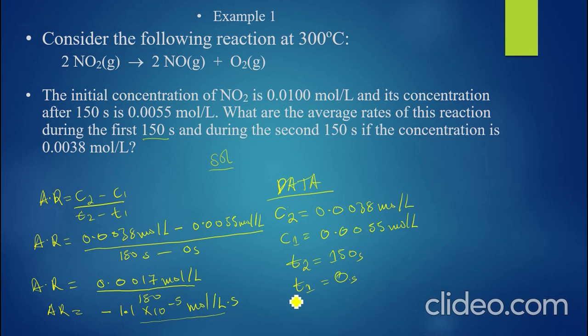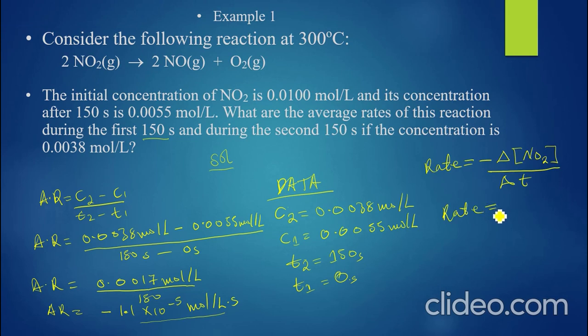What are you supposed to do? You need to ensure that your rate is what? Positive. How do you ensure that your rate is positive? Note that rate of this nitrogen dioxide is decreasing. So it's decreasing, that's negative. So there is change in the concentration of nitrogen dioxide over the change in what? Time.